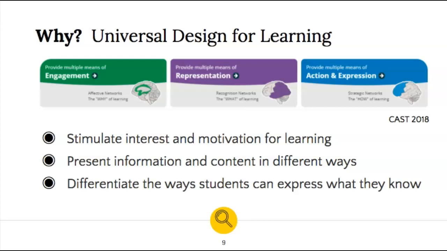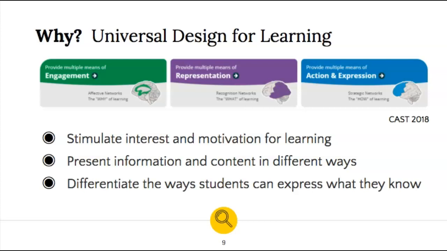How are we stimulating interest? And how are we motivating our students to learn? And how is our design preventing motivation from dropping? When we're looking at representation and multiple means of representation, it's really the what of learning. So we're presenting information and content in different ways, so our students have some choice and they have multiple ways to access their learning and content to best meet their preferred learning methods.